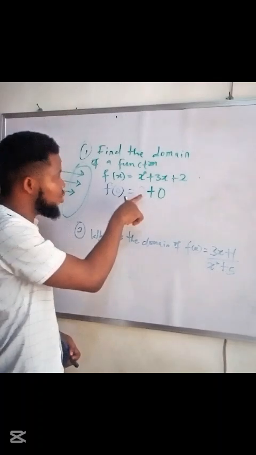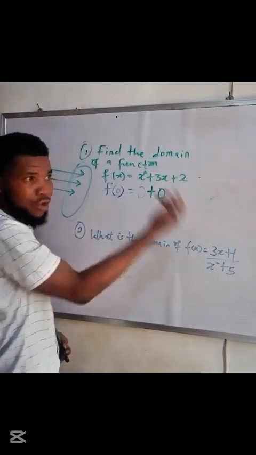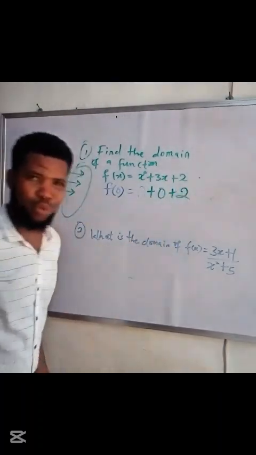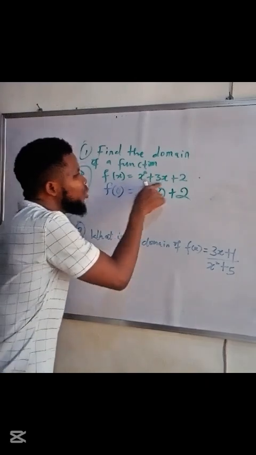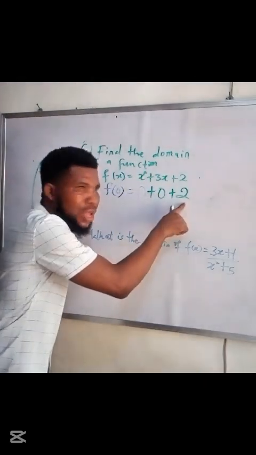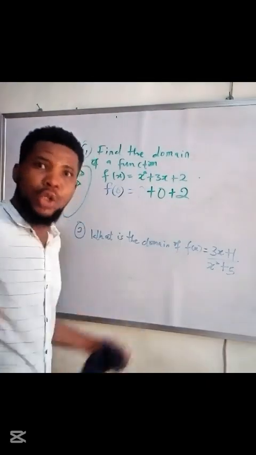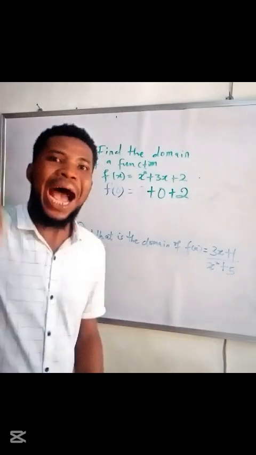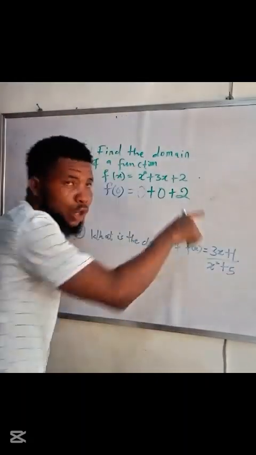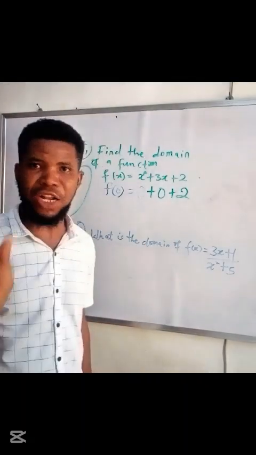Now 0 squared is 0. 3 times 0 is 0. I will still get 2. Any value I put inside here, I will still get something reasonable. I will still get 2. So there is no number that I am going to put inside this function and get 0 at the end of the day.